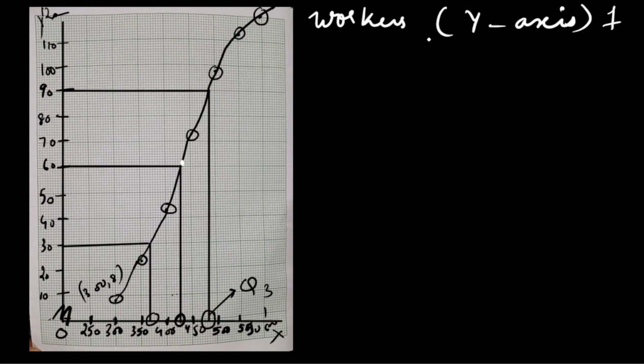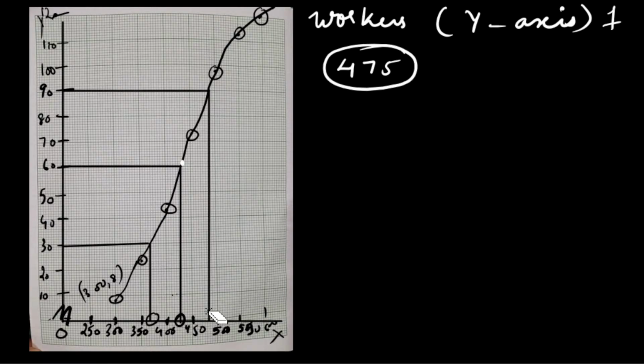So you want something which is on the y-axis. The x-axis value you already know. What is the value of the x-axis? 475. Because you want to find the workers whose salary is above 475. So locate 475 on the x-axis. Where will you get it? I'm just going to clear this part now.